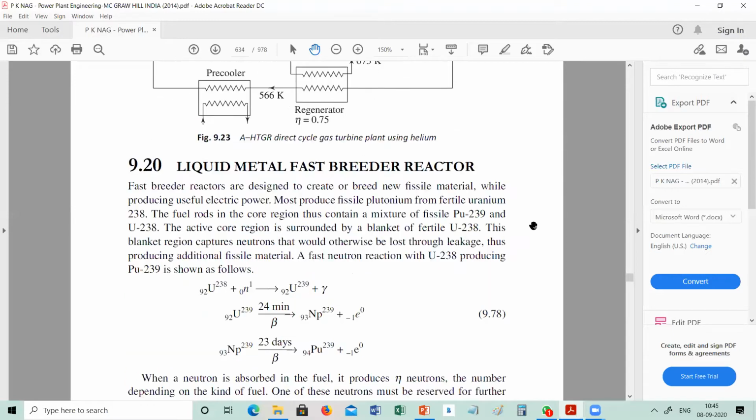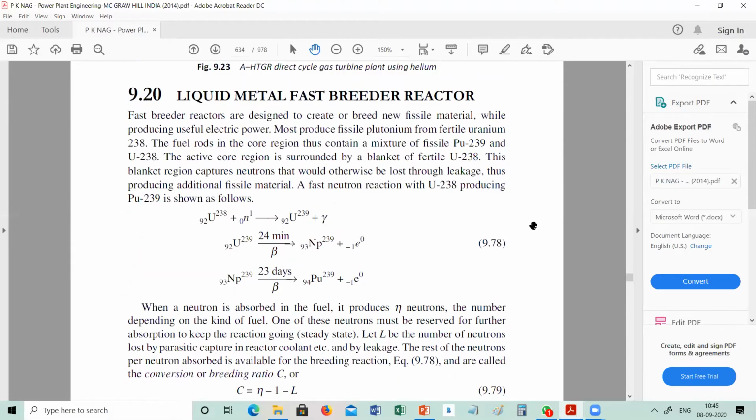Next is the liquid metal breeder. We will see what happens in the liquid metal breeder reactor. Means how a fertile material is converted into enriched material. You can see that uranium 238 is used as a fertile material and it is converted into plutonium 239, which is an enriched material. You can say that.